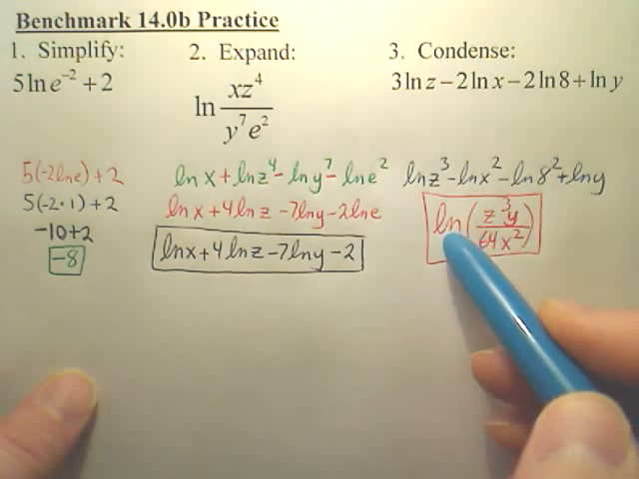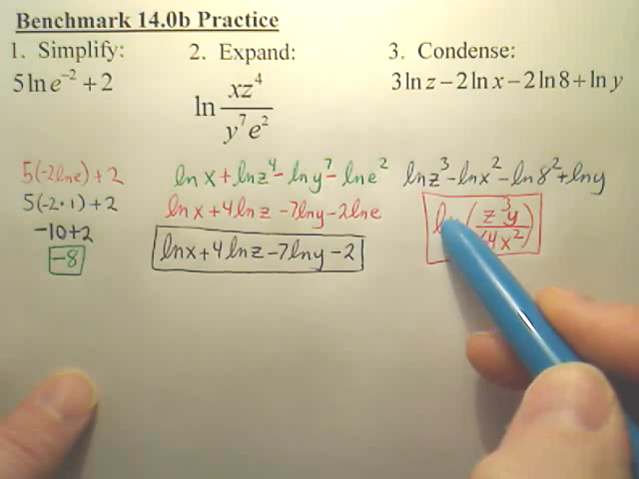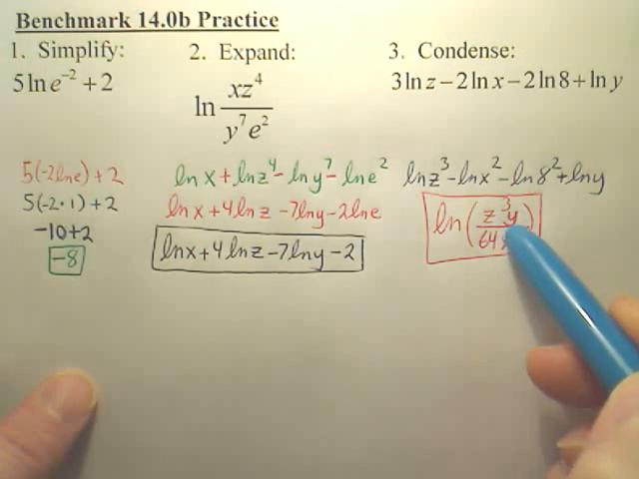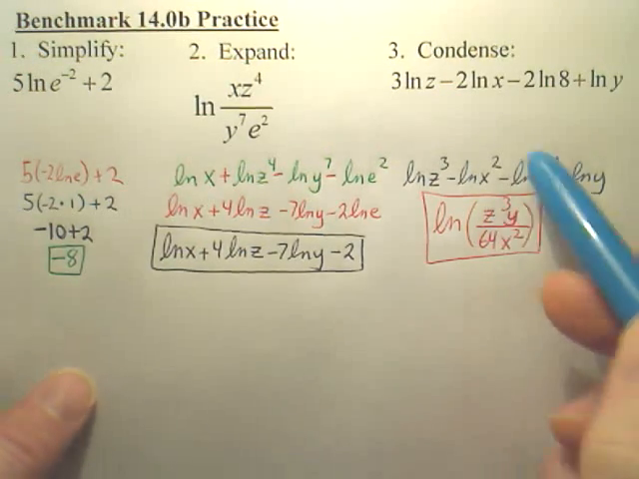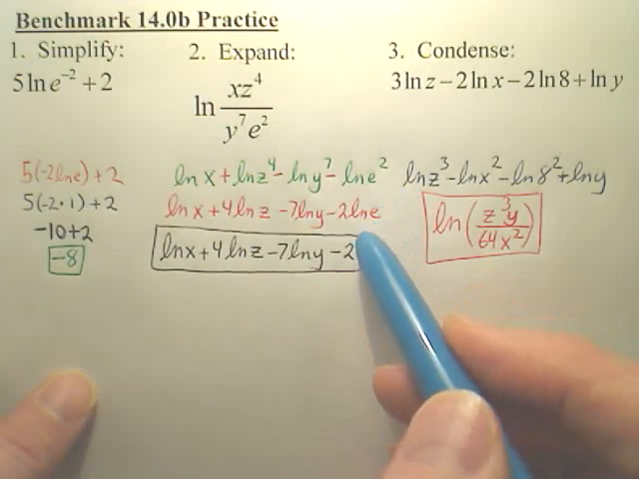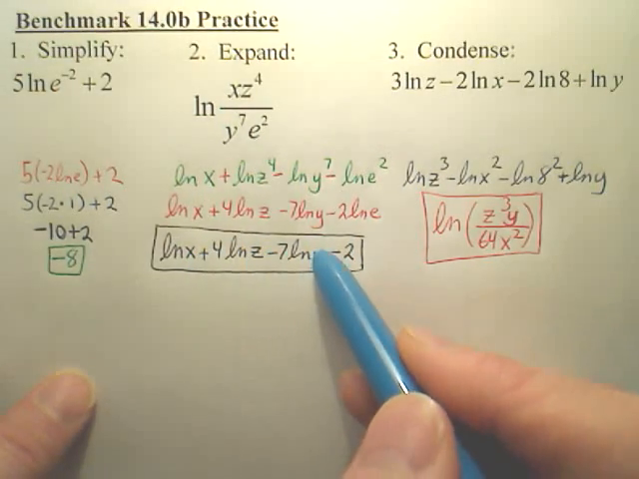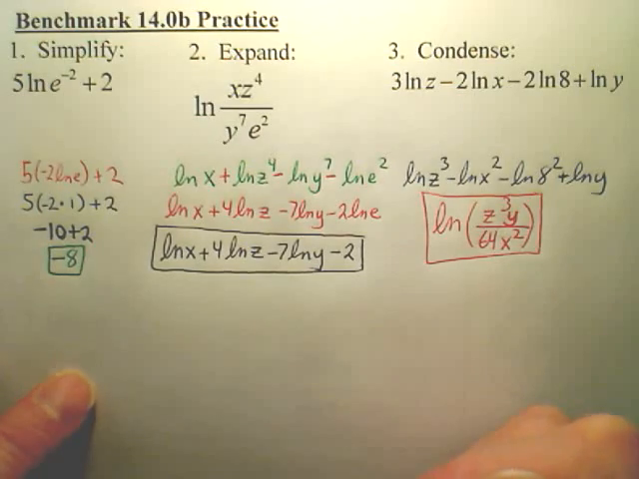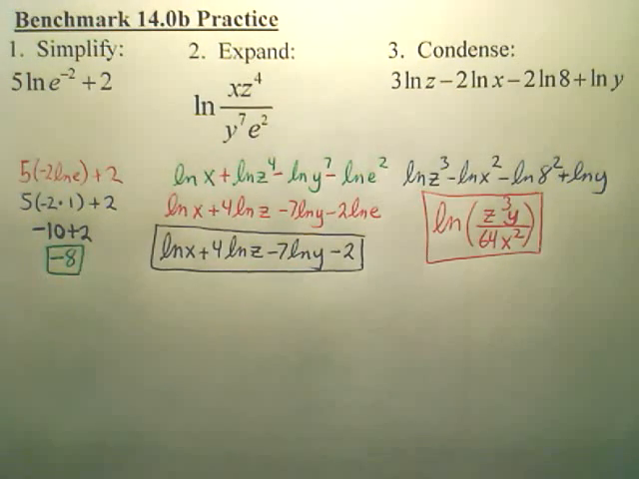So for condensing, your whole goal is to get it so there's one natural log with everything inside. Minus is bottom, plus is top. And for here, we're trying to spread it all out, so there's one thing inside of each log. So hopefully you can remember all that.